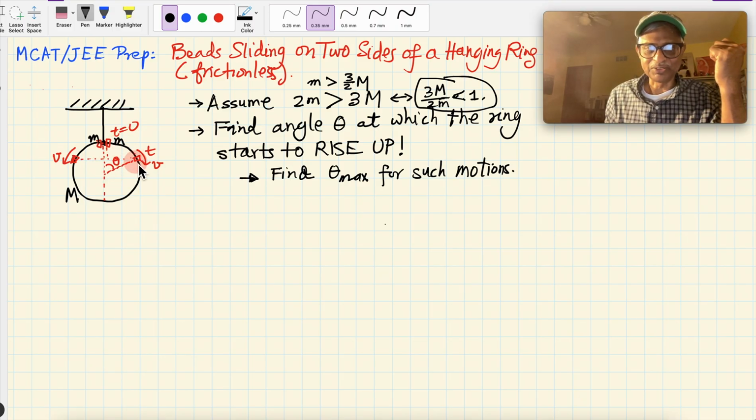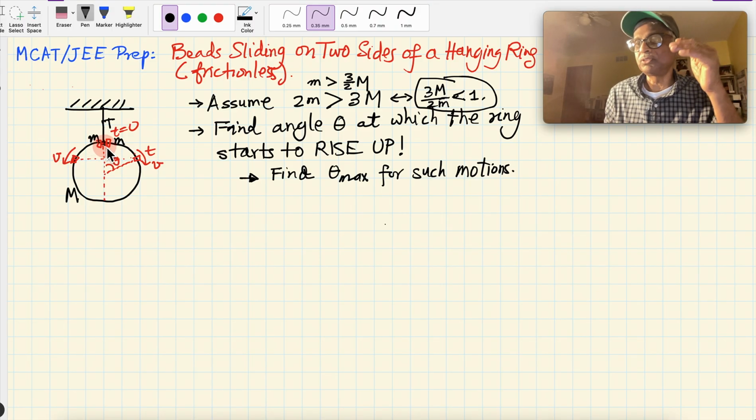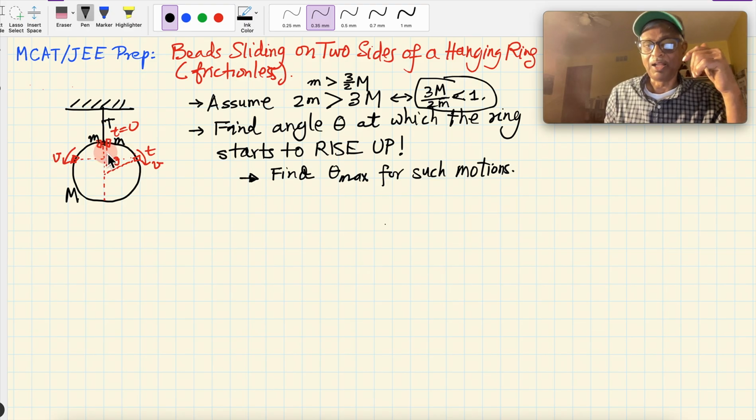So this ring will snap up. Right now, if you're holding it, there's some tension in the ring, then eventually that tension goes to zero, and then the ring starts to rise.